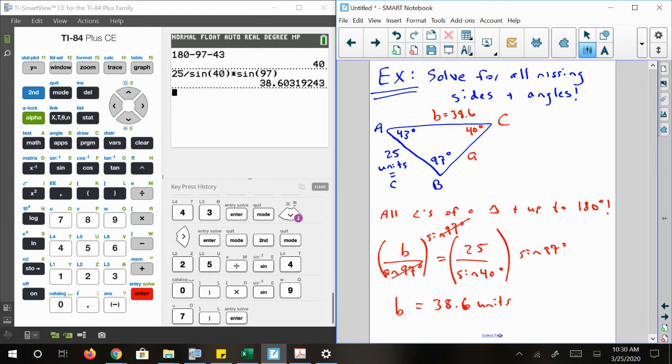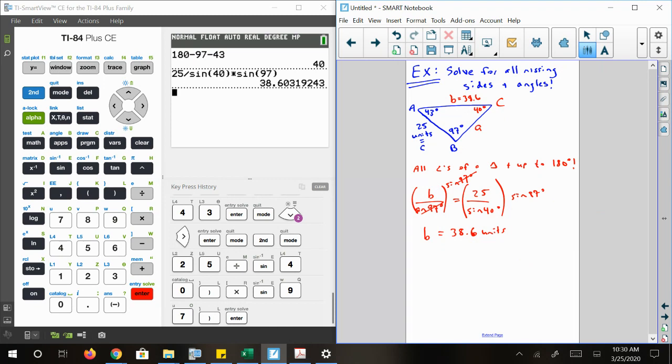Okay, now you can go through and you can use, now you have two complete pairs. You have angle C and side C and angle B and side B. You can go ahead and use whichever one you want here to solve for A. Because I already knew angle C and side C without doing any rounding, I'm going to go ahead and use that again. So let's do side A divided by the sine of angle A equals side C, 25, divided by the sine of angle C, which is 40 degrees. And once again, to solve for A, I just need to multiply both sides by the sine of 43 degrees.